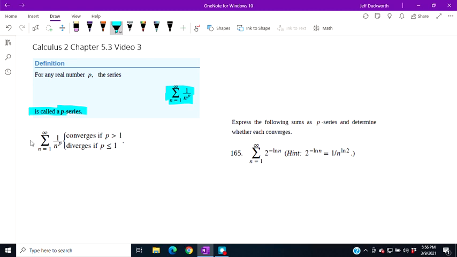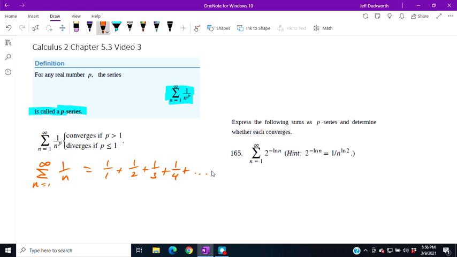So let's take a couple of general ones. Let's do the sum from n equals 1 to infinity of 1 over just n. So we'll say here p is 1. According to this, it's going to diverge. This is going to be 1 over 1 plus 1 over 2 plus 1 over 3 plus 1 over 4 and so forth.